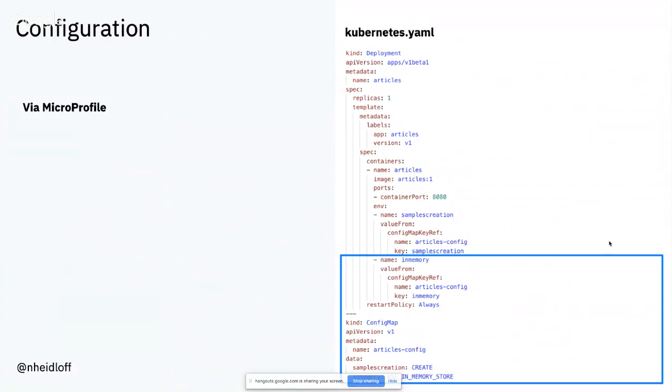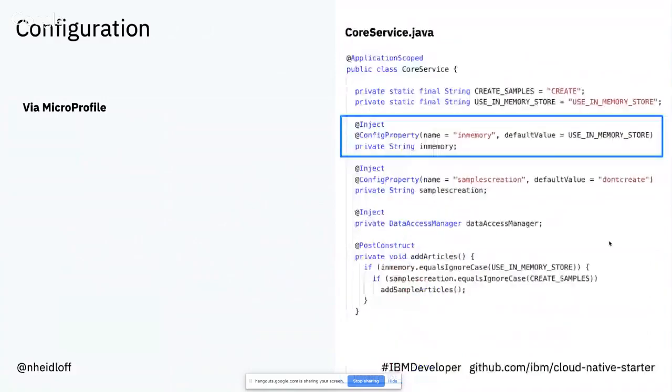So this YAML file contains my config map and then my environment variables. For example, here, the variable whether or not I want to use the SQL database or an in-memory data store. Okay, then in the Java code, it's very easy to use. You simply use, again, here the @Inject and then @ConfigProperty, dynamic property injection, and give it a name and a default value. And that's really all you need to do. Very easy and straightforward.